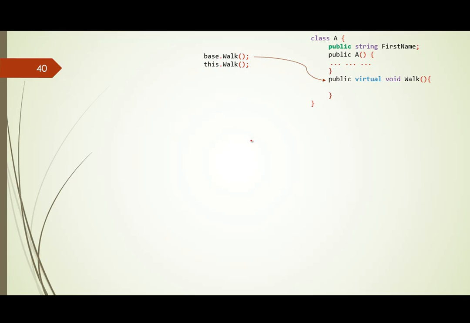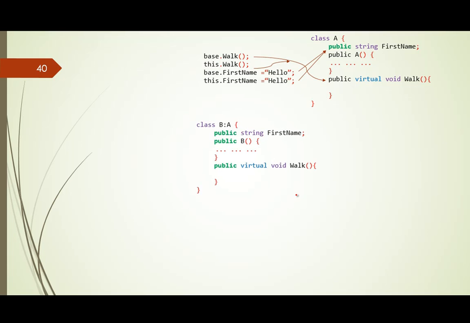This is what this lesson is all about. When I call this.walk, it also calls the walk method, because there is no inheritance there. When you call base.firstName, it's the same as this.firstName. But it differs when we call it in the inheritance section. If we now call base.walk, it means pointing to the function in your base class, or the parent class. That's it.